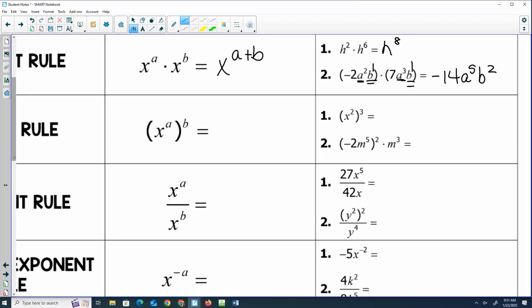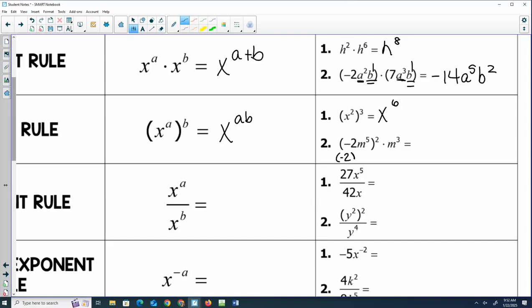What if it is a power to a power? What do we do with those exponents? Times them. So this is x to a times b. So if I say x squared to the 3rd, that becomes x to the 6th. Okay, here. You have to square both parts.